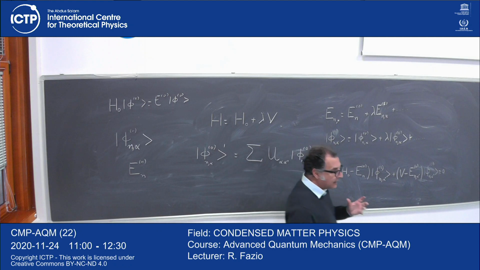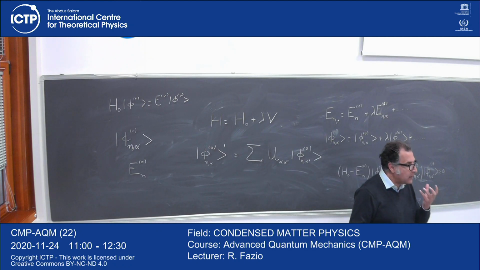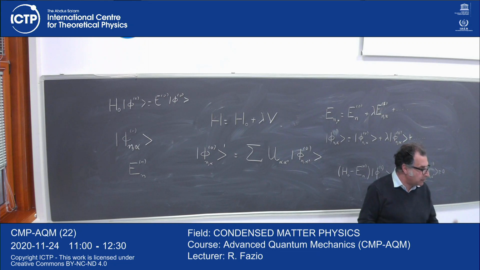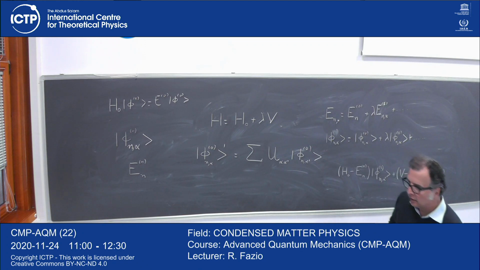So when you have a degenerate subspace, there is no unique way to choose the basis of the eigenstates, because any rotation within the subspace will give you a new set of eigenstates. Okay? This is the thing.